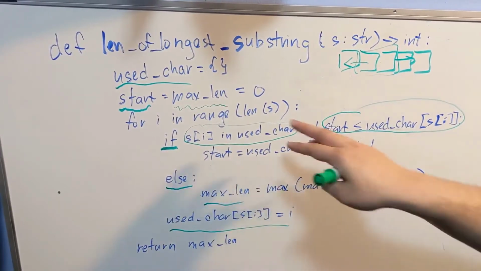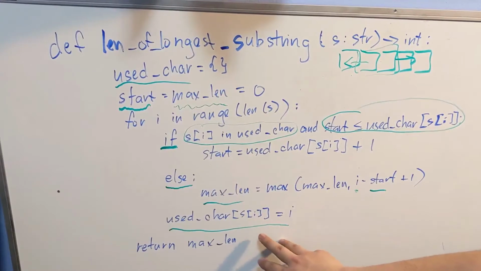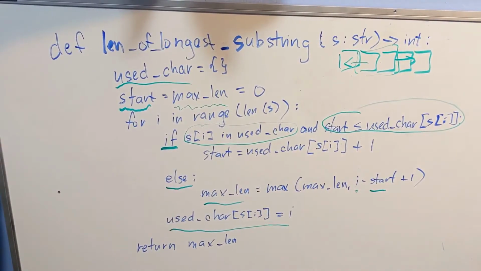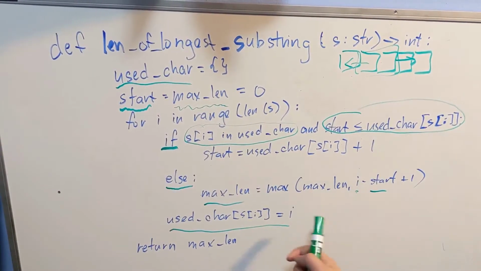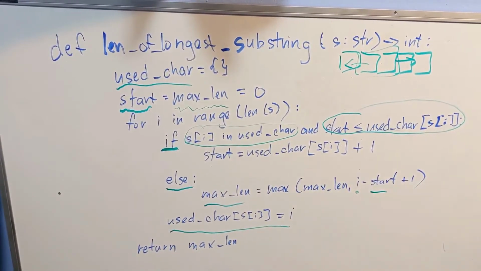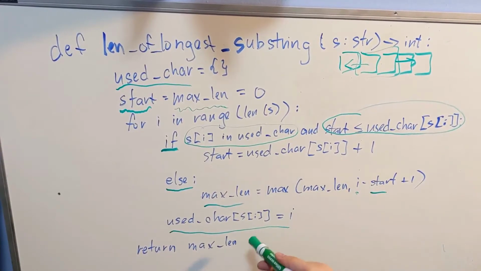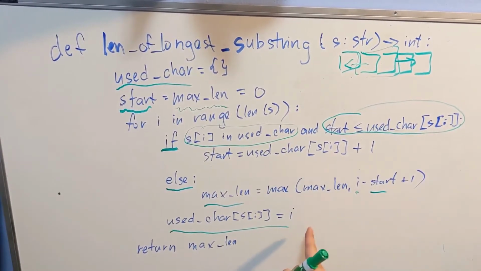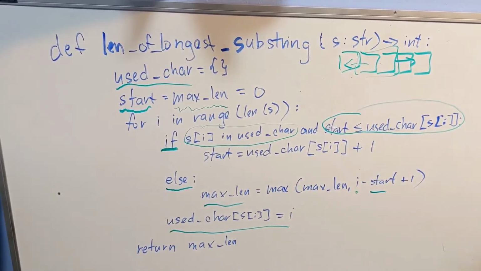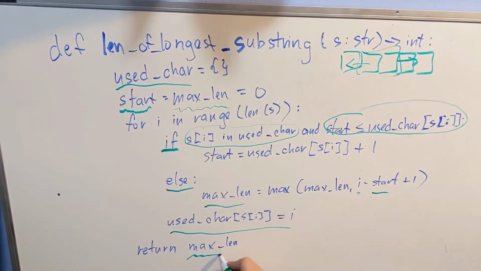And as I said before, whether we go if or else, we'll always update. If we see a new character, we add that to the dictionary as a key and update that position with i. If we don't have it in the dictionary, we'll create a new key and update its position with i as well. Once we've iterated over the string, we'll return the maximum length.